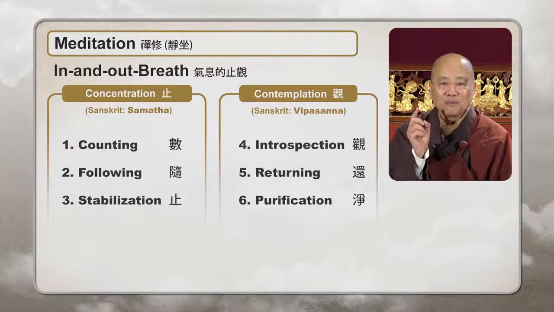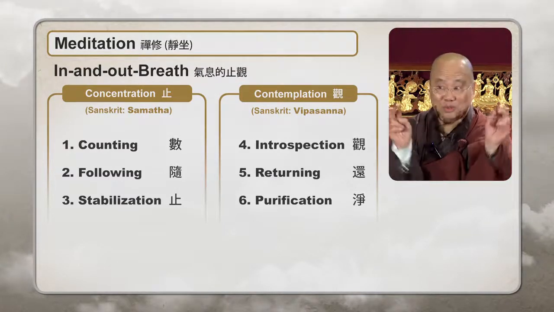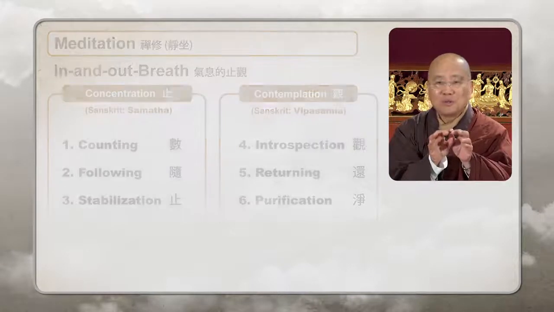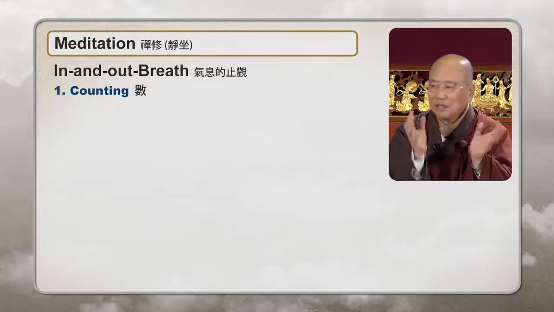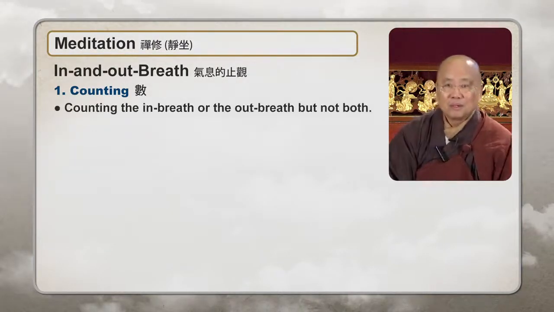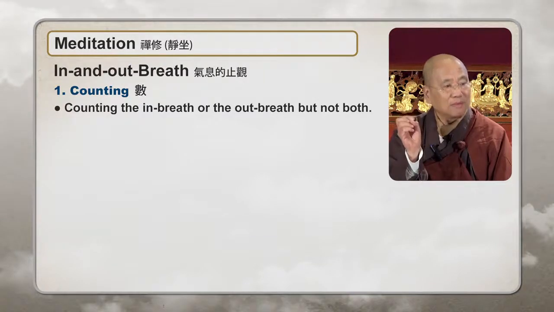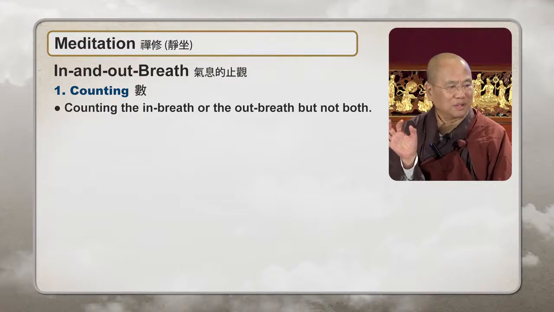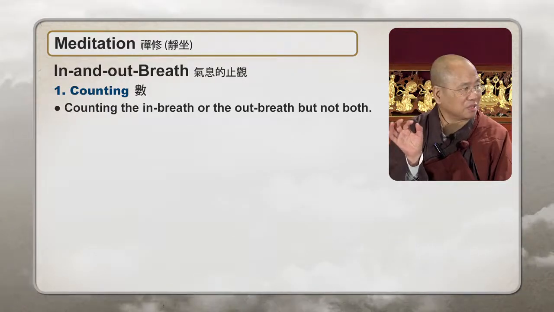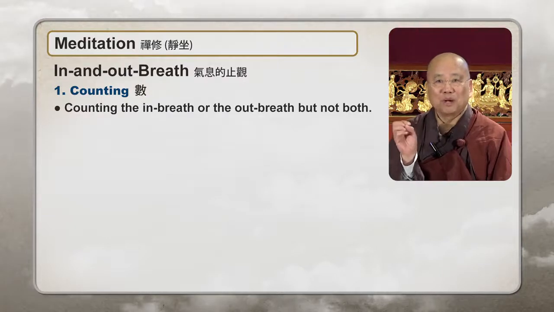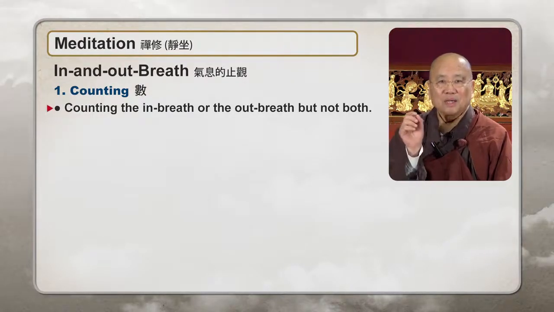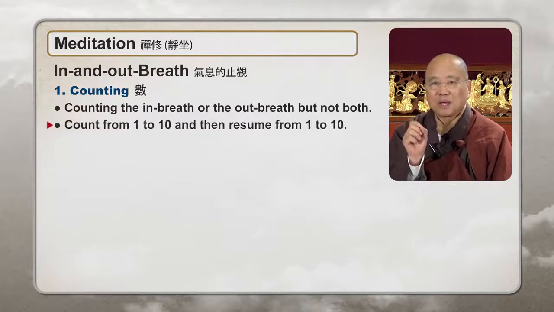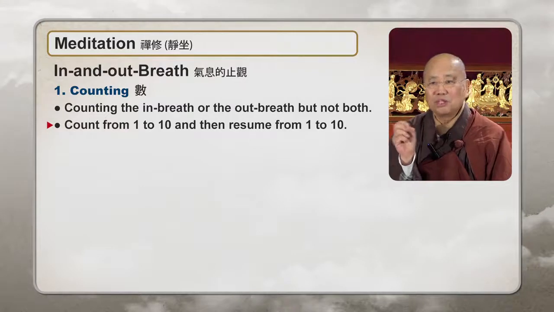Okay, let us venture into, I like to use the word venture because it's interesting. I like to venture into counting. What is in counting? Now we're still using the breath. You should know why we want to use the breath as the object. There are a lot of reasons for it. In and out breath. Counting the in-breath or the out-breath, but not both. Count from 1 to 10, and then resume from 1 to 10 again.